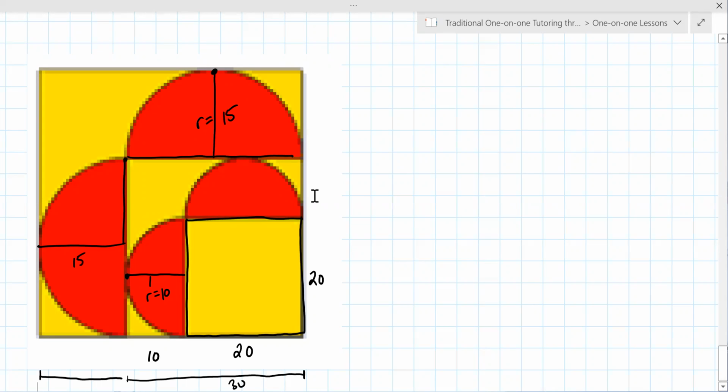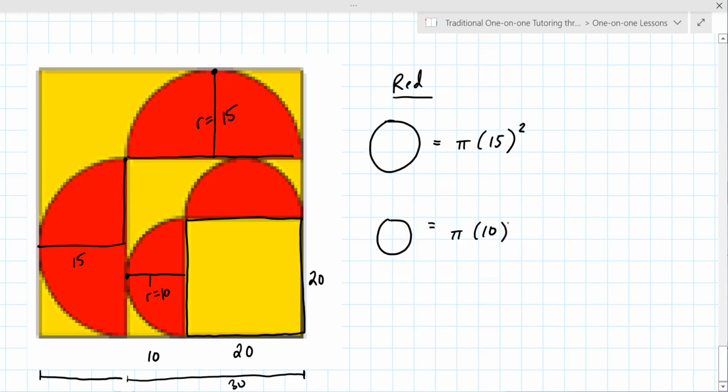So we can now do this in pieces. The red is the easiest to do, so let's do the red first. Red is the larger circle, pi times 15 squared, and the smaller circle, pi times 10 squared.